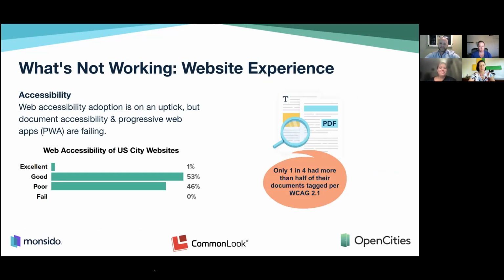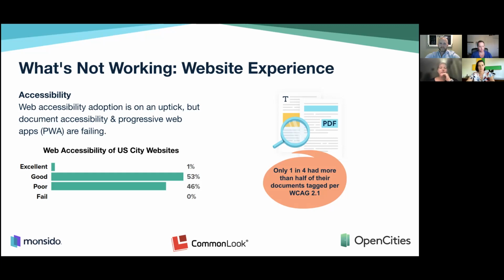Yeah, so I get to talk a little bit more about maybe what's not working as well, based on what we saw in the benchmark report. We, as a platform, obviously, or maybe not obviously if you don't know, we do scan for web accessibility issues against WCAG 2.1, which is the newest one. When we ran all of the sites that we were looking at for the report through it, we found that it's on an uptick. There's definitely some focus on there. In fact, just over half are tagged as good. And by good, we mean they're showing that they're on a path to compliance.